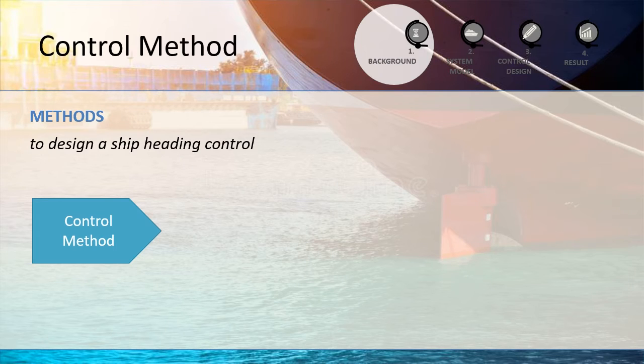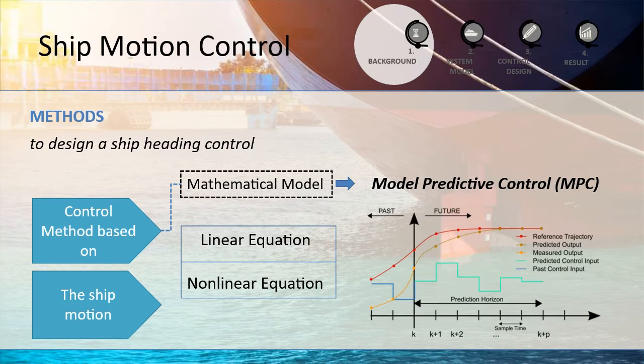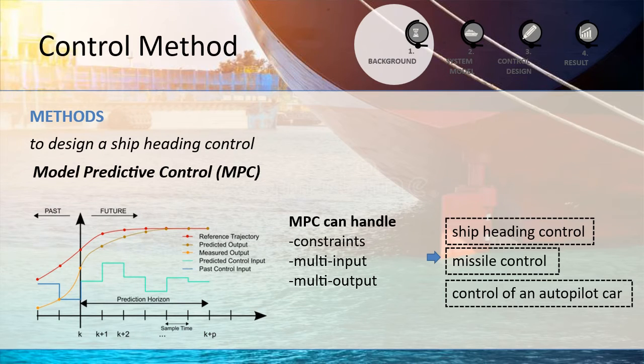A design of the ship heading control uses various methods. There are control methods based on mathematical models or not. And the ship motion can be represented by a mathematical model, either linear or nonlinear. Model predictive control or MPC is one of the control methods based on a mathematical model of a system. MPC is applied for a discrete linear system. MPC has a step to predict an output system for improving the input control so an output system can reach the target more accurately. Moreover, MPC can handle constraints, multi-input, and/or multi-output.